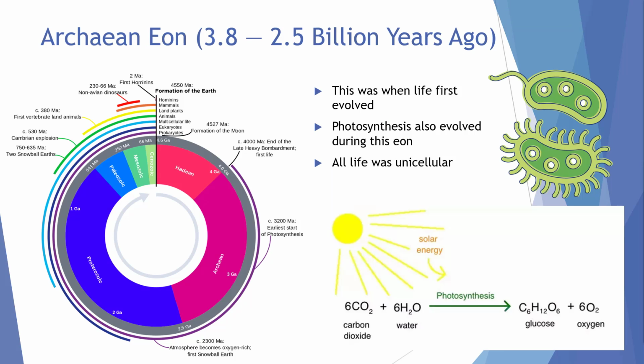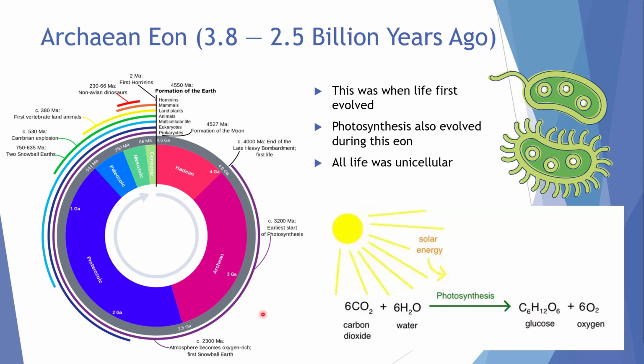So next is the Archean eon. This was when life first evolved. Photosynthesis also evolved during this eon. So first we had life formed, and then photosynthesis. And photosynthesis was really important because it set the stage for oxygen to appear in our atmosphere. With photosynthesis, you take carbon dioxide and water, and an organism can use light energy to convert that into organic matter, such as glucose, and oxygen.